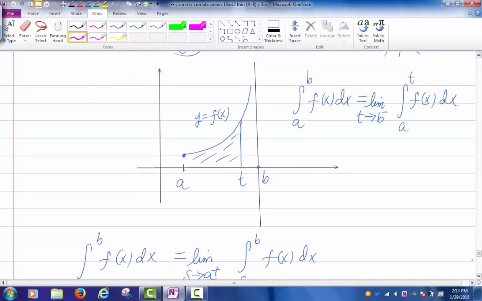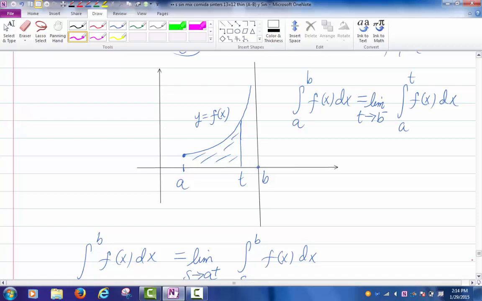Other types of improper integrals. Now, we looked at improper integrals where the integrand is continuous, but we are integrating over an infinite interval. Now, let's come back to a finite interval again. But let's say now I have the following situation. I have an integrand f over a finite interval from a to b. The function is continuous everywhere over that interval, but it has an infinite discontinuity at b. So at the point b, the function has a discontinuity. Otherwise, the function is continuous from a to b.